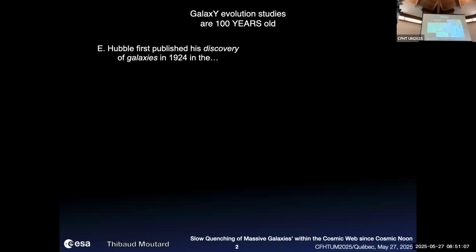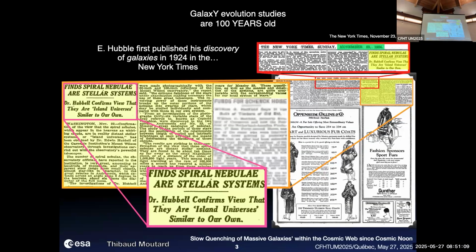I wanted to start with that because it's funny to notice that almost exactly 100 years ago, galaxy evolution study started with this paper from Hubble. Everything was already there except for the spelling of Hubble. It's in the New York Times, and you can find it if you want.